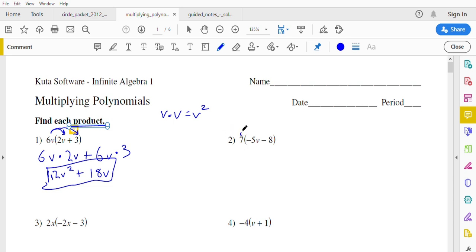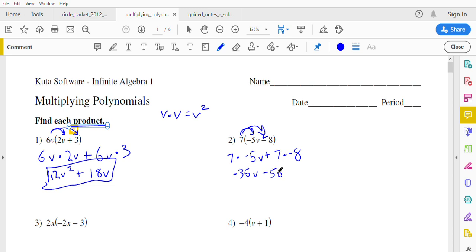Okay. So again, here we're going to distribute the 7 to both. So we have 7 times negative 5v plus 7 times negative 8. You can either look at this as minus 8 or, as I like to say, this is really plus a negative 8. That'll be important as we go through this. Here, 7 times 5 is 35. I have 1v. This is a positive times a negative, which will be negative. Here I have plus 7 times a negative 8, which will be plus a negative 56, or negative 56.